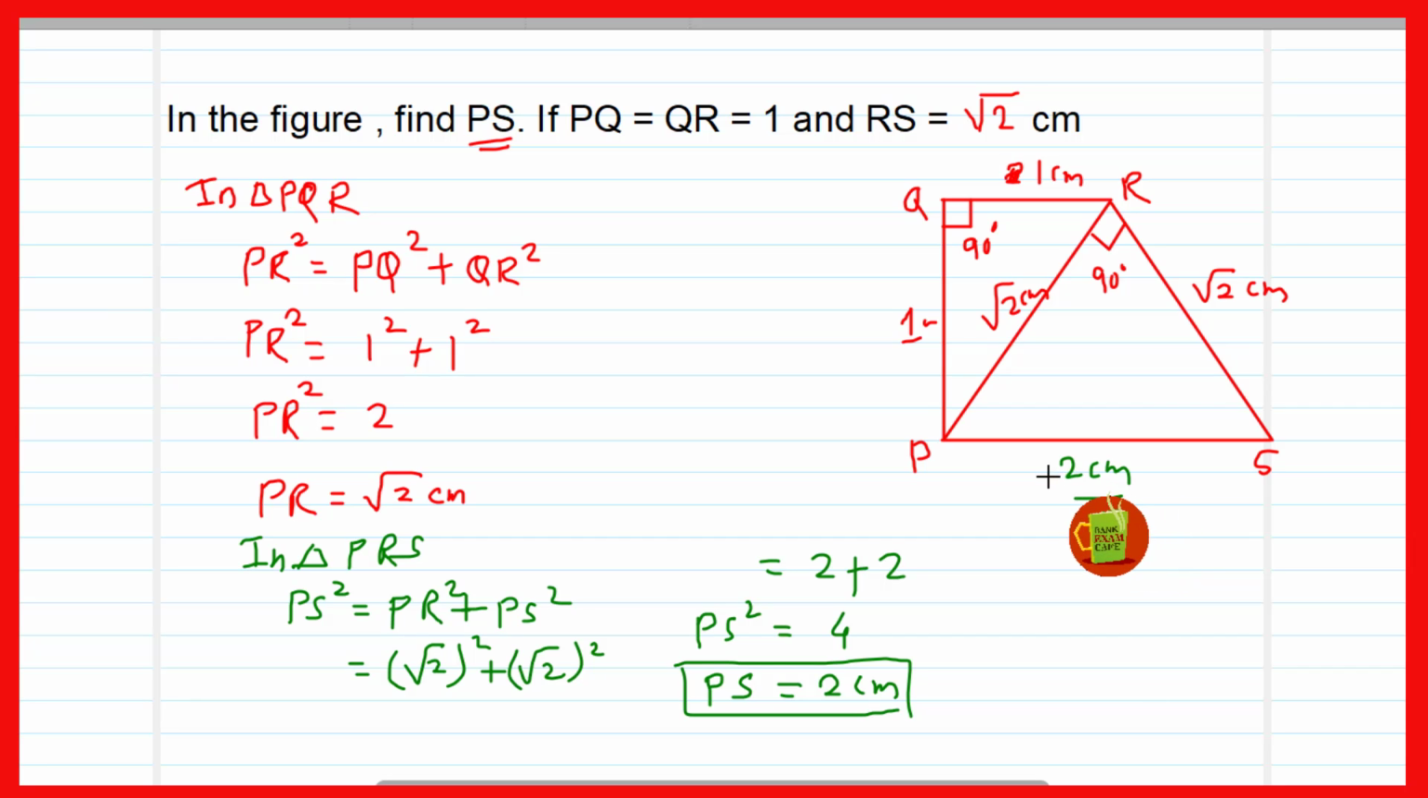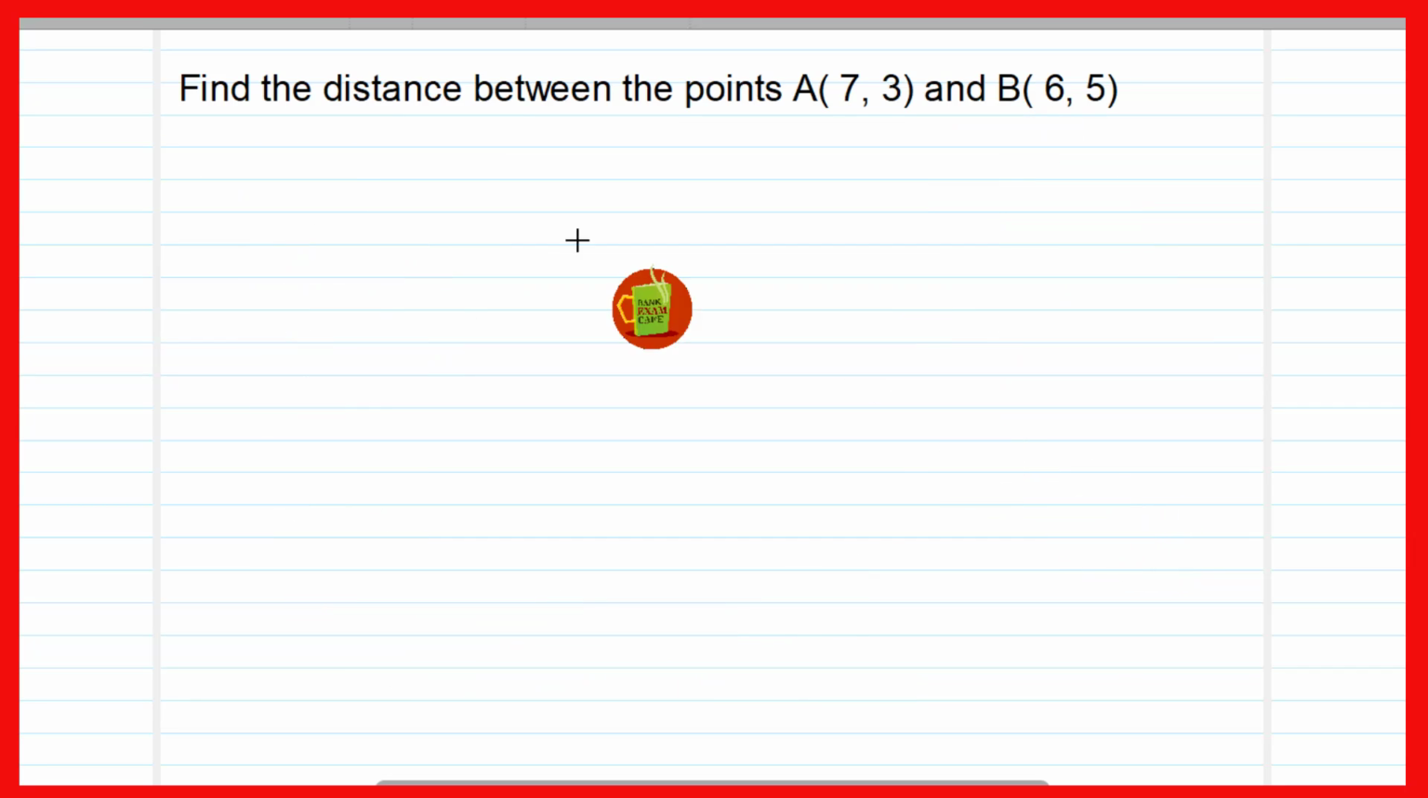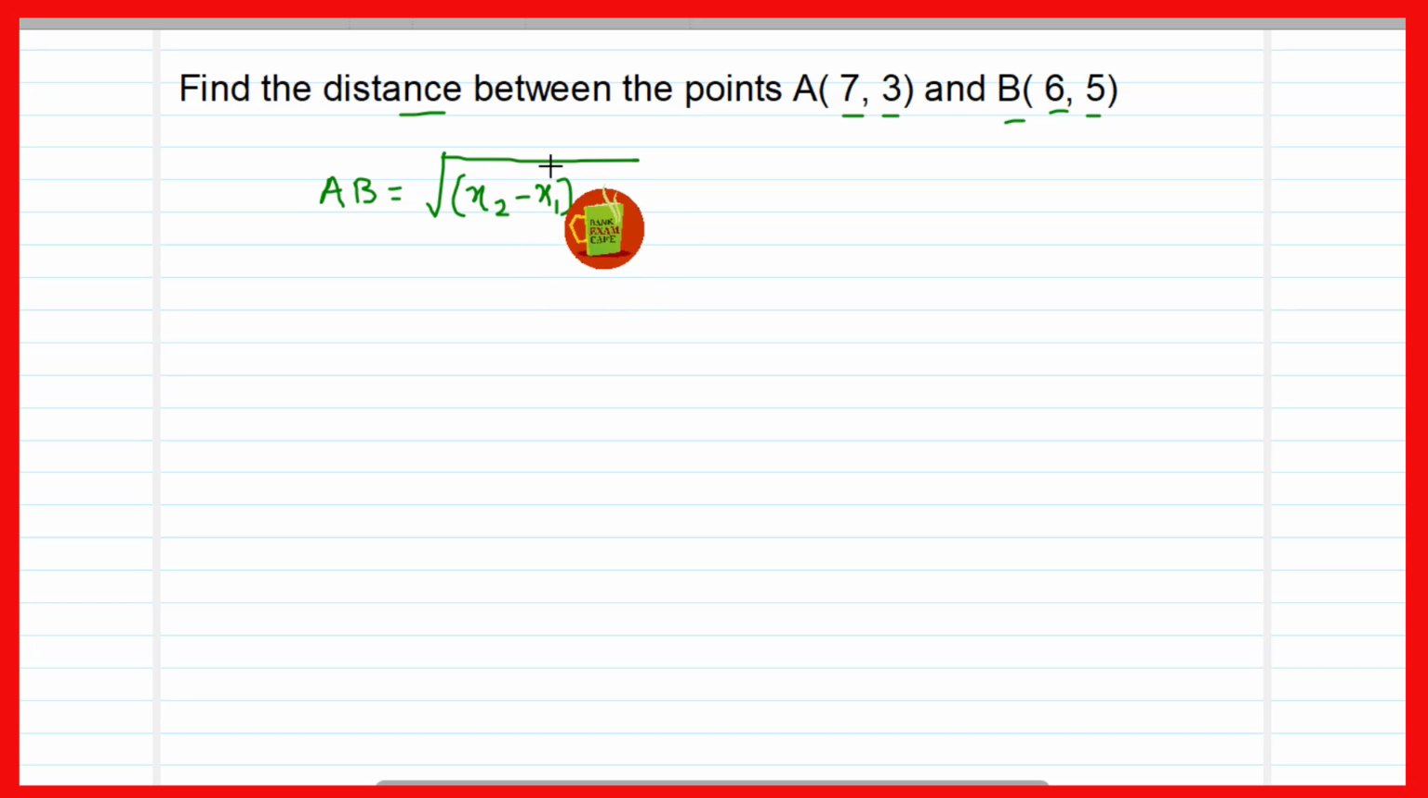Now move to another question. Here is the next question on the screen: find the distance between the points A whose coordinates are 7 and 3 and B whose coordinates are 6 and 5. We have to find the distance between the two points A and B. So AB is equal to square root of, the formula is, x2 minus x1 bracket square plus y2 minus y1 bracket square.